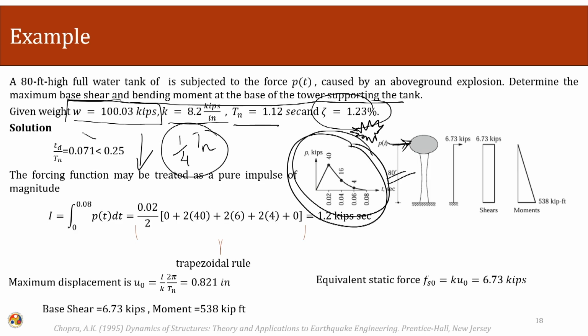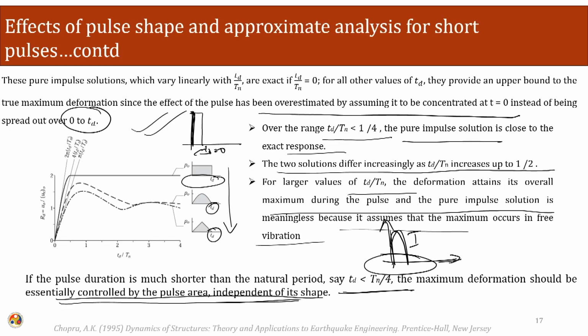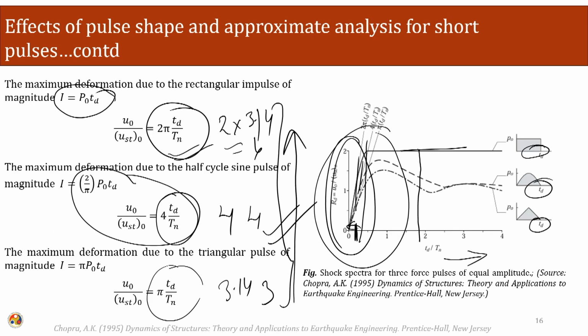Our ratio is 0.071, so we can approximate the entire case using a pure impulse loading. What we argued here is that if Td is large, the total effect of the loading is spread over a greater length. But if Td becomes less and less and approaches 0, the entire forcing function can be approximated using an impulsive loading.